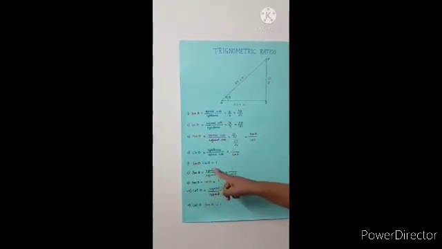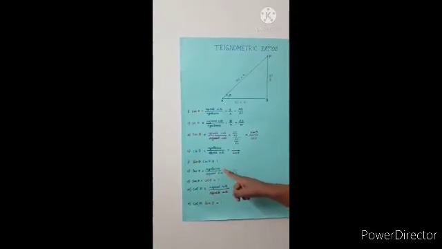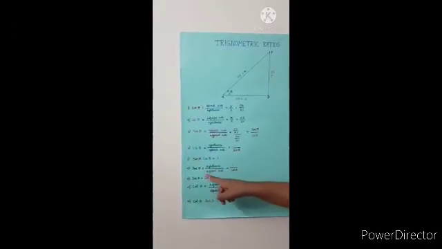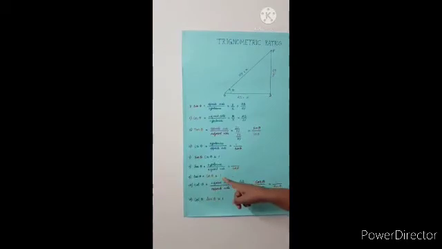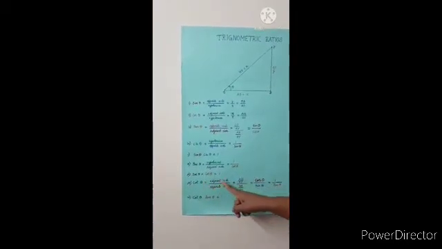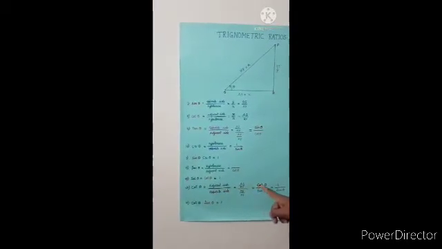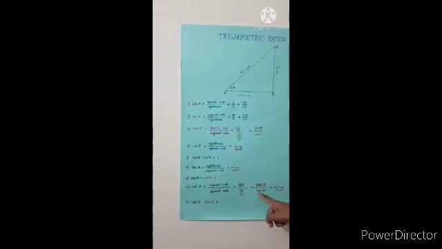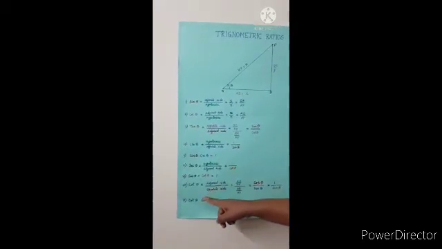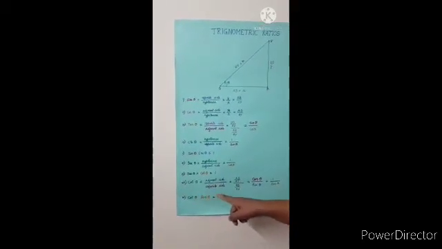Secant theta is equal to hypotenuse by adjacent side. We can also write it as 1 by cos theta. Secant theta into cos theta is equal to 1. Cot theta is equal to adjacent side by opposite side. We can also write it as cos theta by sin theta. Cot theta and tan theta are inverses. Cot theta into tan theta is equal to 1.